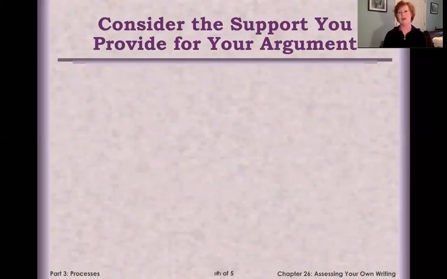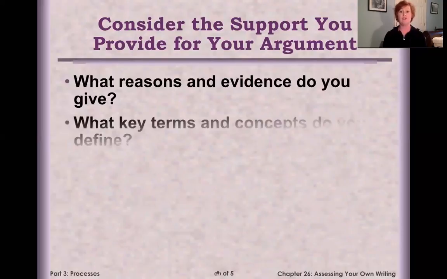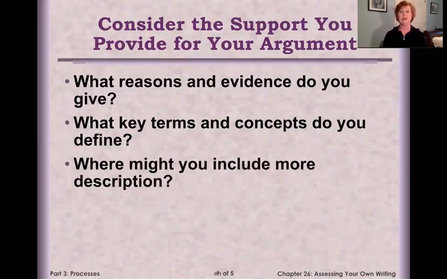Consider the support that you provide in your argument. This is really important. What reasons and evidence have you given to support your argument? You should have at least 3 argument paragraphs, and within each one, you've got claim statements and evidence and interpretation of those statements. Do you have any key terms and concepts that you need to define? And are there places where you need more description? Remember, only 10 to 15% of the paper should be the voices of other people. That means the majority of the paper is your voice. So are we hearing that?